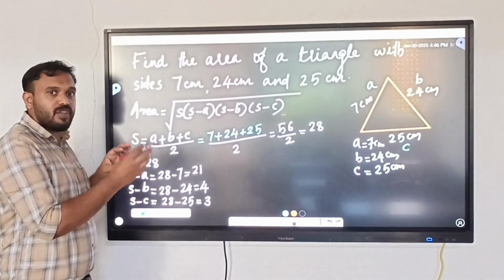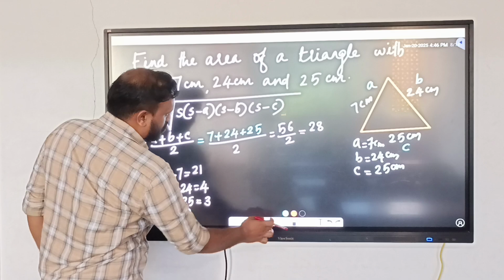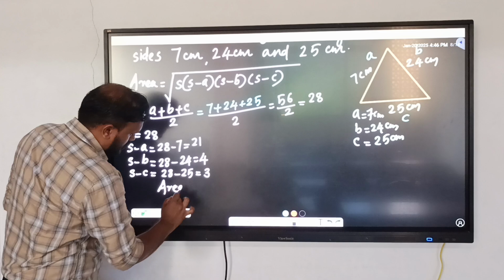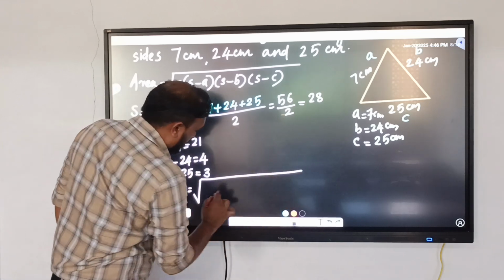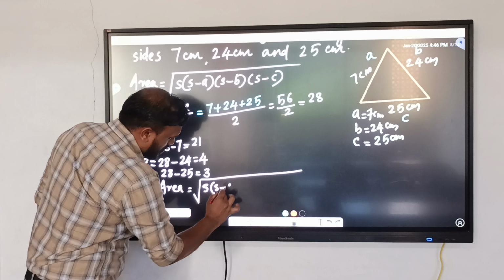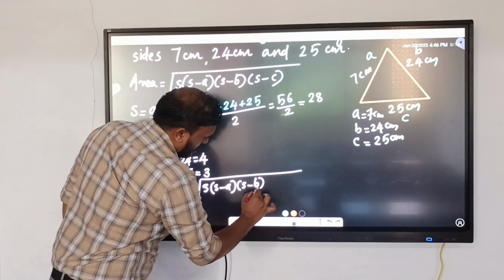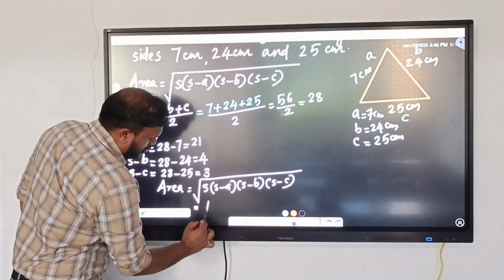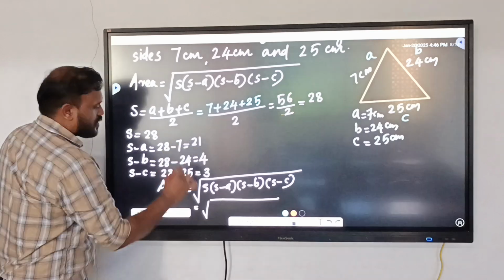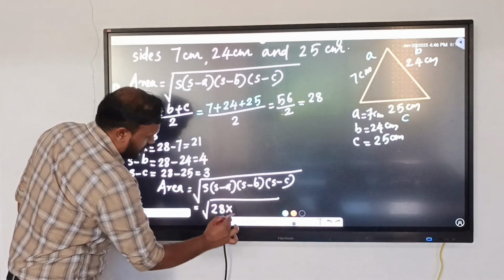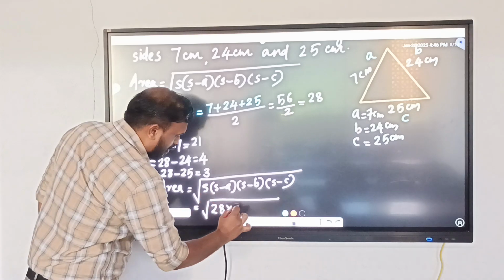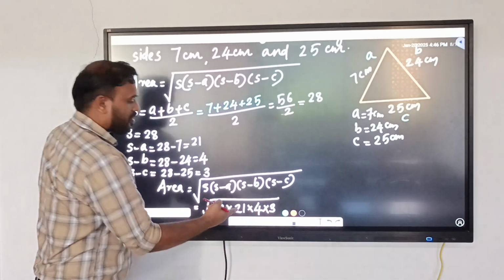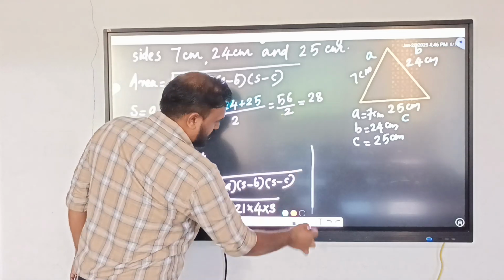We have to substitute all the values in the given equation. So let us substitute all the values. Then what will we get? Area equals square root of S into S minus A into S minus B into S minus C. Substituting the values, root of S is 28, so 28 into S minus A, which is 21, S minus B, 4, and S minus C, 3. So we got all the values there.